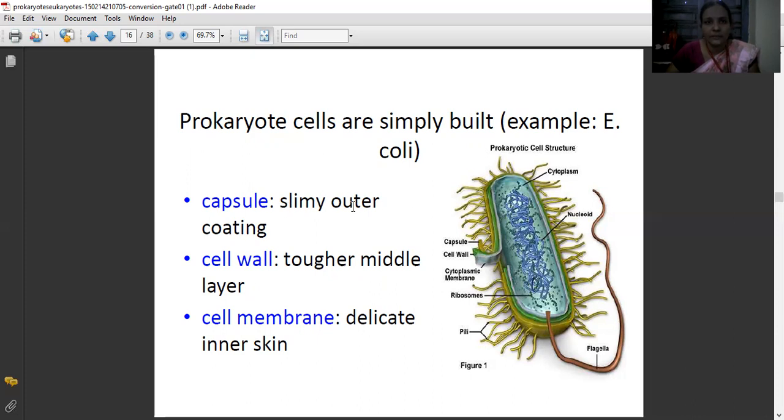Where is the capsule present? The capsule is a slimy outer coating. सबसे ऊपर का जो स्लाइम, सॉफ्ट स्लिपरी स्ट्रक्चर है, it is a capsule. Then cell wall, tougher middle layer, बीच वाली जो लेयर है ग्रीन कलर की, it is a cell wall. Then inside that the cell membrane is present, which is delicate and innermost layer.